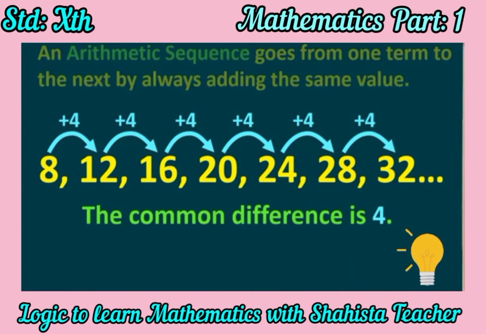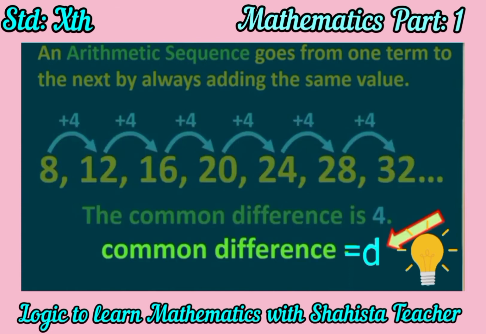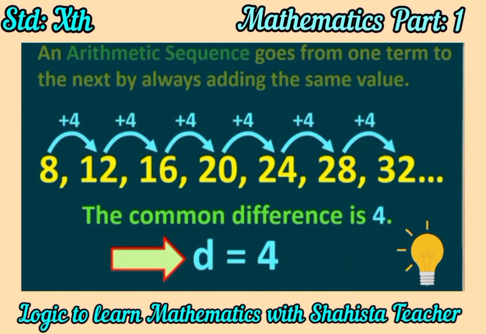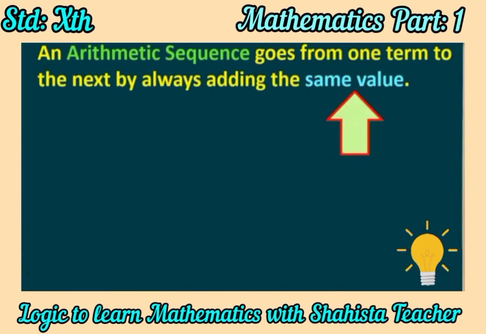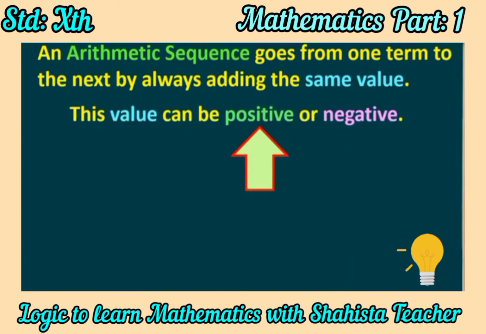Is that clear? So an arithmetic sequence goes from one term to the next by always adding the same value. So common difference is equal to D. The difference between 8 and 12 gives D equal to 4, because 12 minus 8 is 4. The value can be positive or it can be negative.